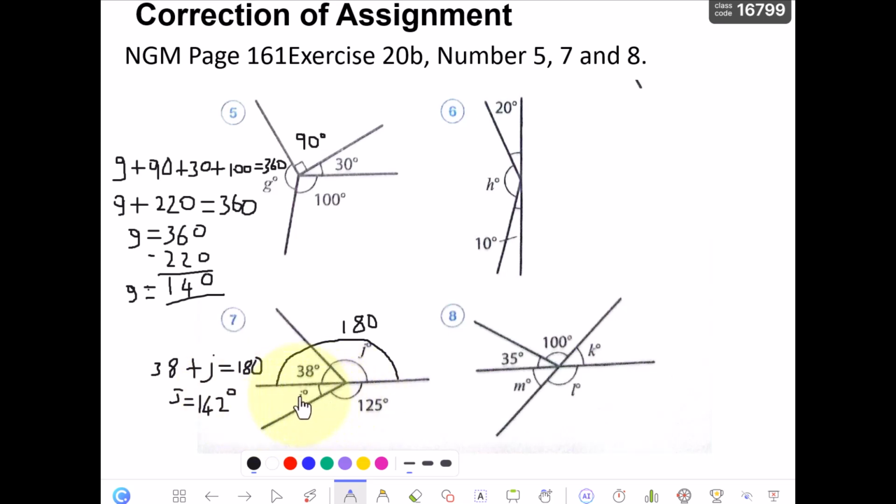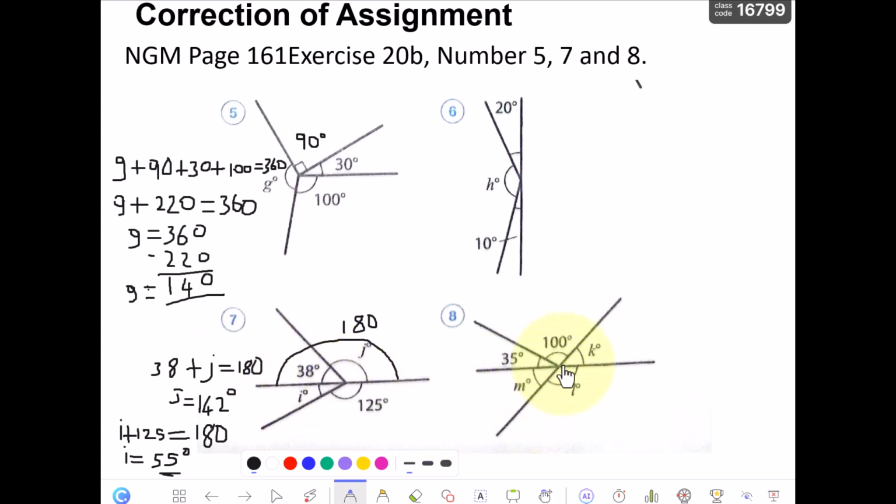Then the next one is I and 125. You see, I and 125, they are also on a straight line. So that is the same 180. So I plus 125 will also give me angle on a straight line, which is 180 degrees. Now, if you subtract also, 180 minus 125, this one will still be 5. When you borrow 1 from 8, then 7 minus 2 will still give 5. So 1 minus 1 will be 0. So I is going to be 55, while j is 142. Please take note of all these.